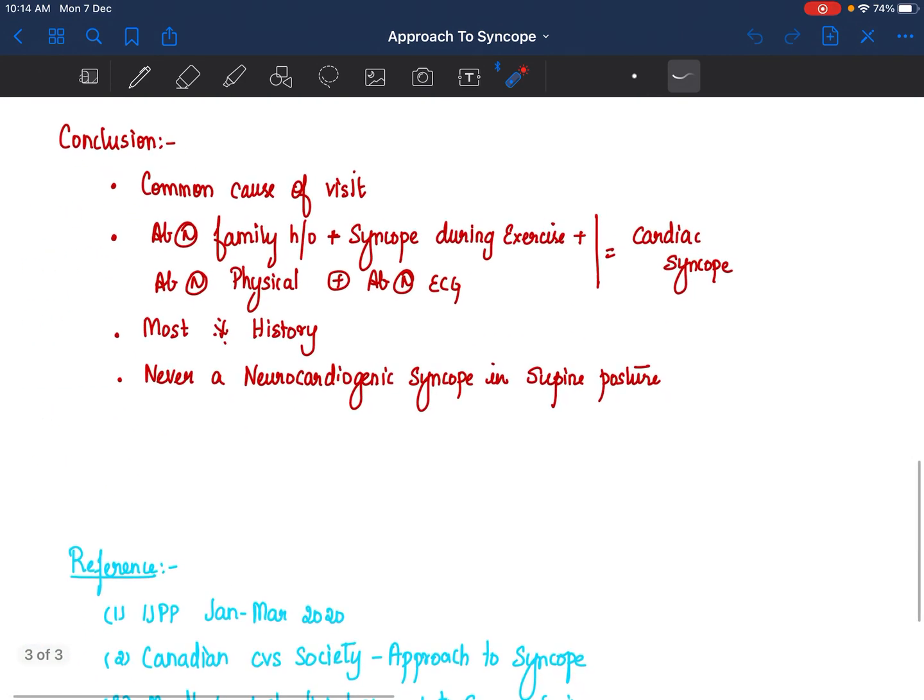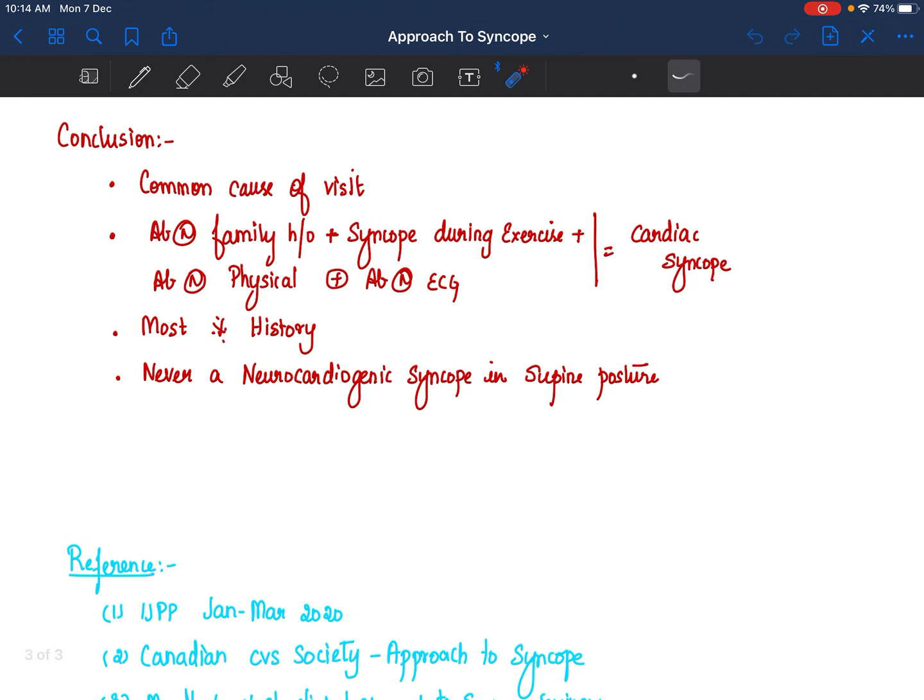So in conclusion, syncope is a common cause of visits to pediatric OP practice and the emergency department. If there is an abnormal family history, syncope during exercise, abnormal physical examination and abnormal ECG, it is cardiac syncope and never consider a vasovagal syncope. The most important point for differentiating the different types of syncope is history and physical examination rather than investigations. Investigations are not high yielding. And you should never consider a neurocardiogenic syncope if the patient had a syncopal episode in supine position.